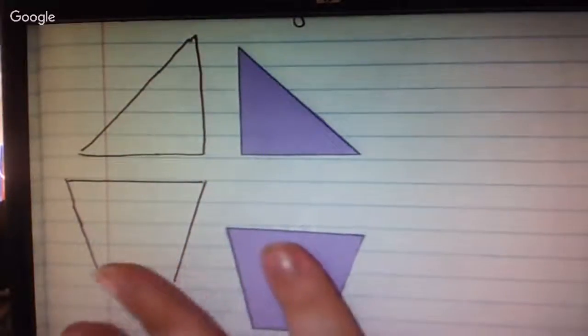Will it matter which one you put the trapezoid? No. Okay, it won't glue down. Can you like help me? It won't stay down. She's not doing it right. No.